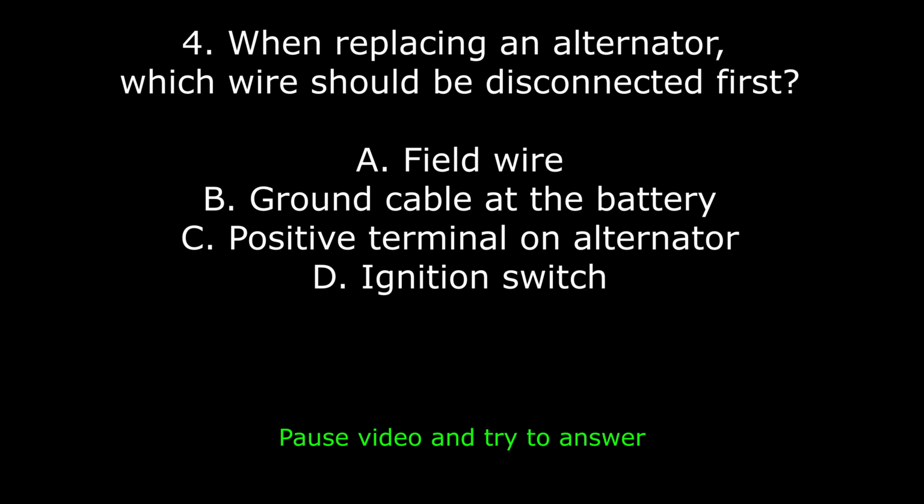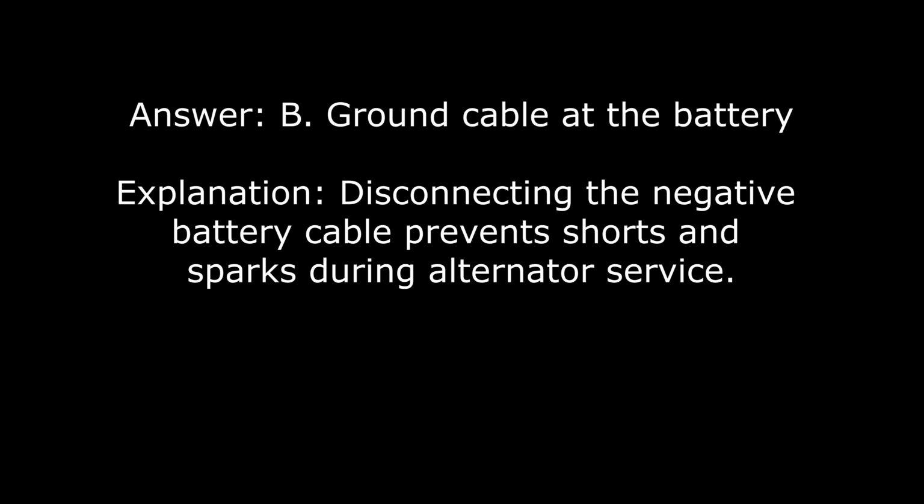4. When replacing an alternator, which wire should be disconnected first? A, field wire. B, ground cable at the battery. C, positive terminal on alternator. D, ignition switch. Answer: B, ground cable at the battery. Explanation: disconnecting the negative battery cable prevents shorts and sparks during alternator service.